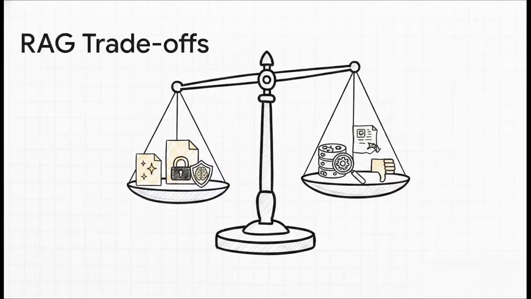But on the downside, it requires you to set up and maintain a vector database, and most importantly, if your retrieval process is bad, like if it pulls the wrong chunks of text, the AI will confidently give you a terrible answer. Basically, bad retrieval inevitably equals a bad answer.